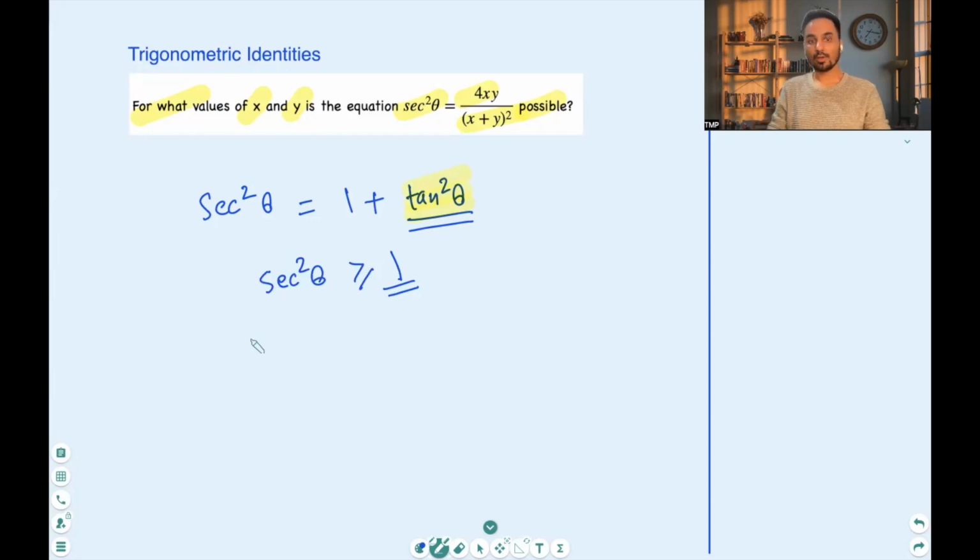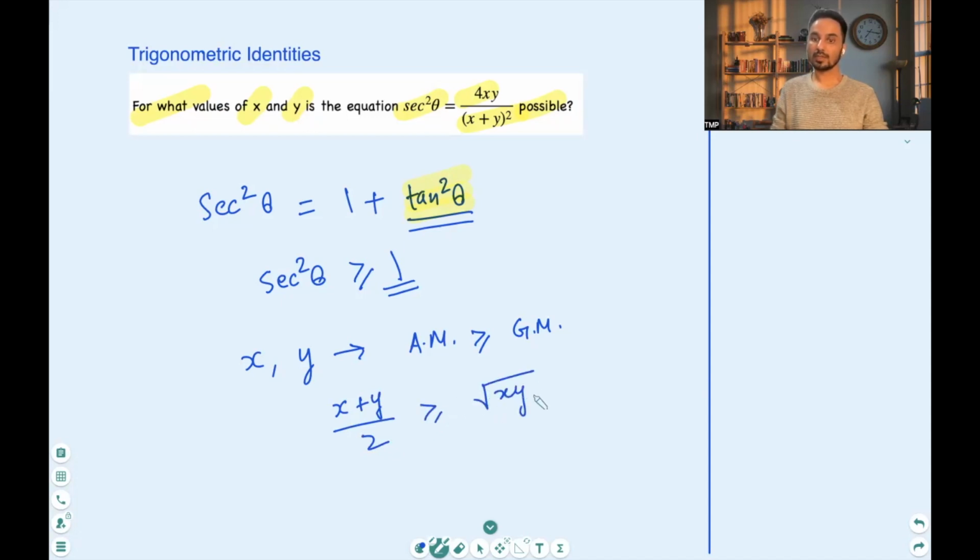And we also know that for any two numbers x and y, their arithmetic mean is greater than or equal to their geometric mean. The arithmetic mean between two numbers is (x+y)/2. It is greater than or equal to their geometric mean, which is the square root of xy. If you square both sides, you'll get (x+y)²/4 greater than or equal to xy. Or I can say 4xy/(x+y)² is less than or equal to 1.